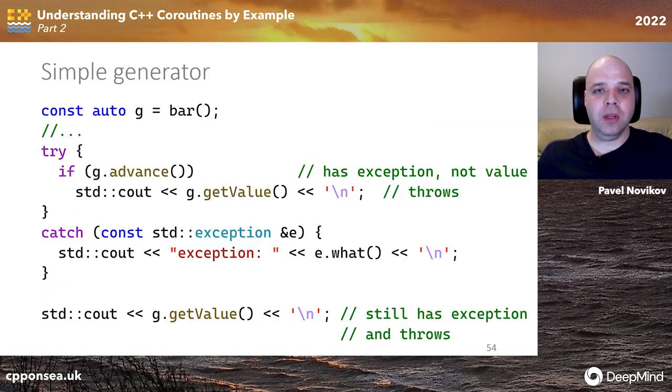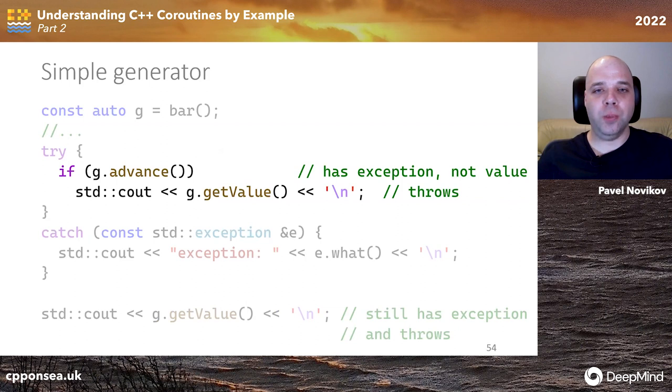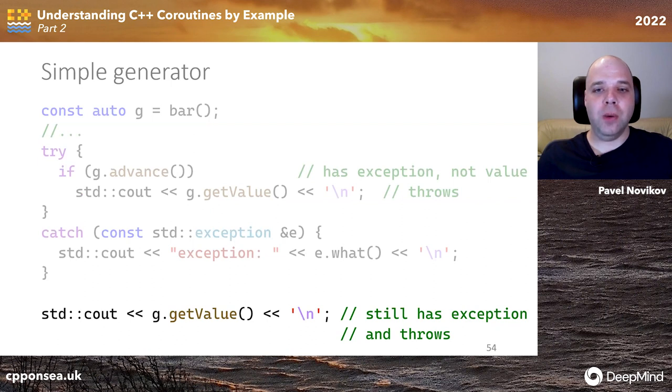And so a consequence of such design in this case is that when we get an exception, we get true from the advance call, even though we have an exception. Then we can call get value, which throws an exception. And after that, if we call get value again, we still get an exception because we did not advance. We are still in a state where we have an exception, and calling get value will again throw an exception.